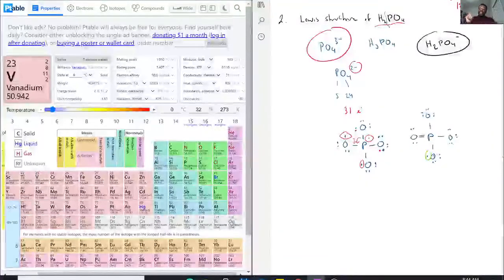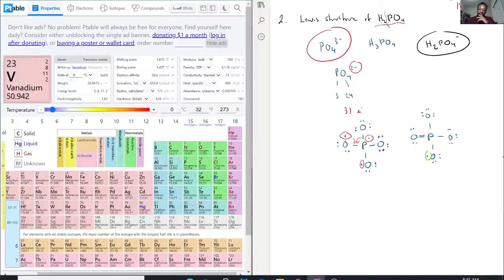The reason I say that is that if you add 2 hydrogens to PO4 3 minus, that's how you get 1 minus left. So this would be a dihydrogen phosphate ion. That is what we should be solving here. So now let's go back to what we're drawing here.